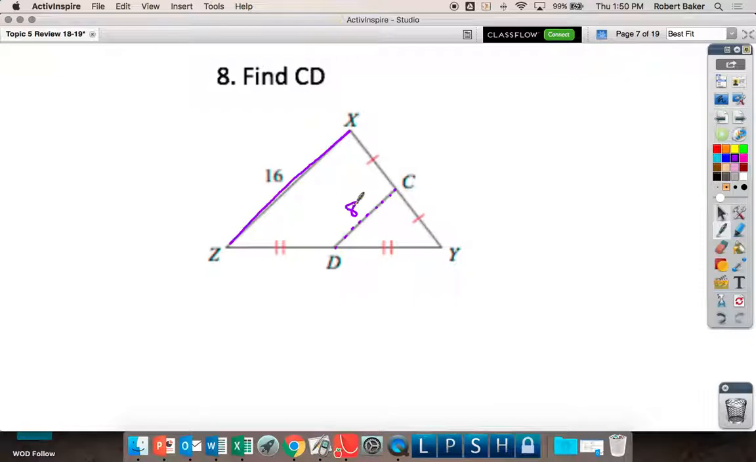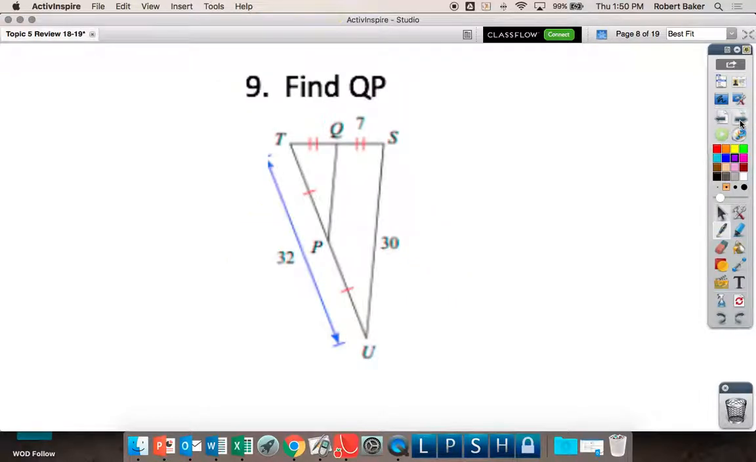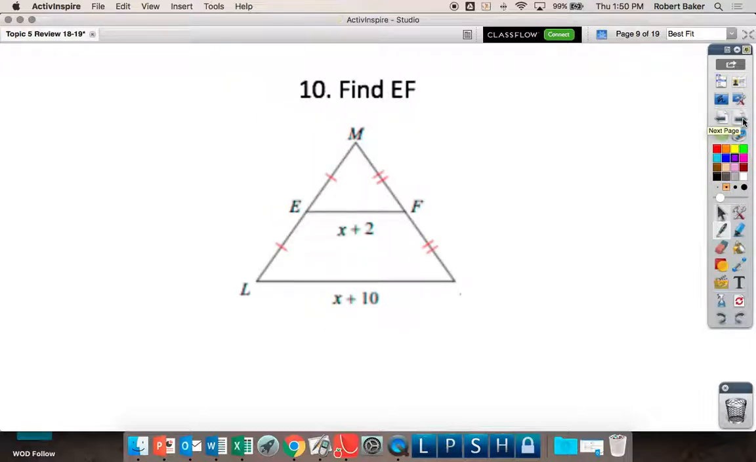Does that make sense? Yes. The short line times 2 equals the long line. The long line divided by 2 equals the short line. So I'll let you guys do this one by yourself, and then we're going to do this one as a class. This is a test question.